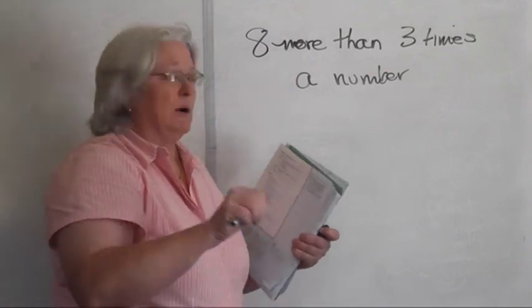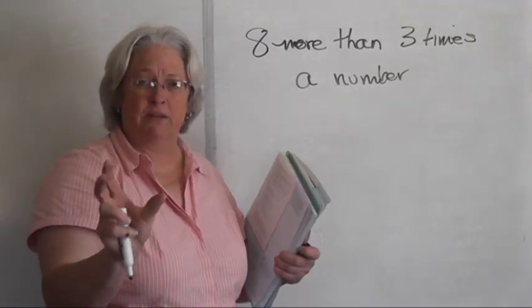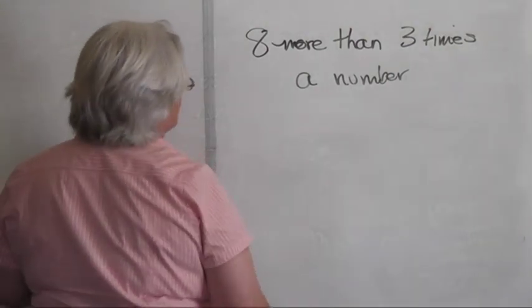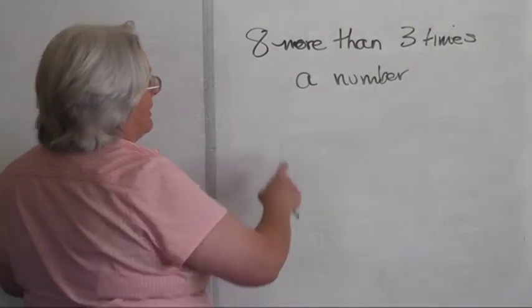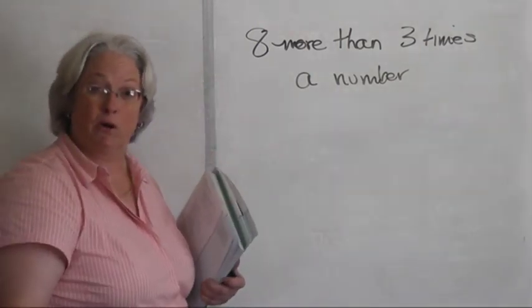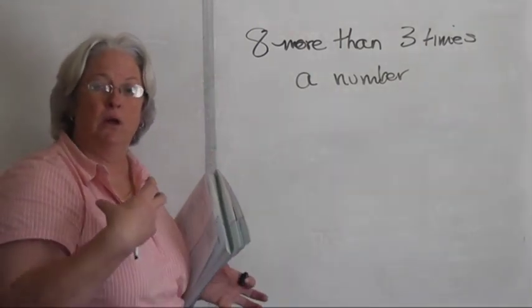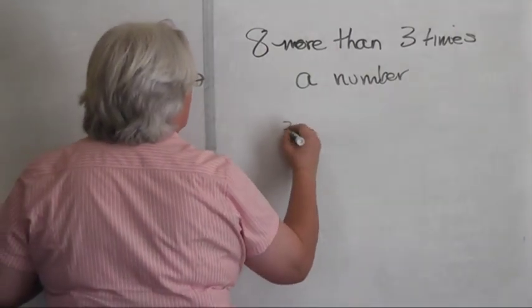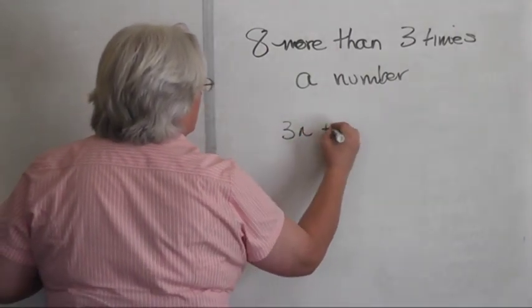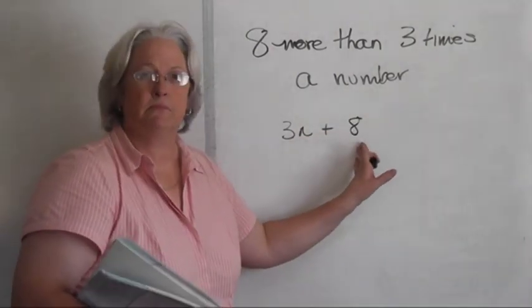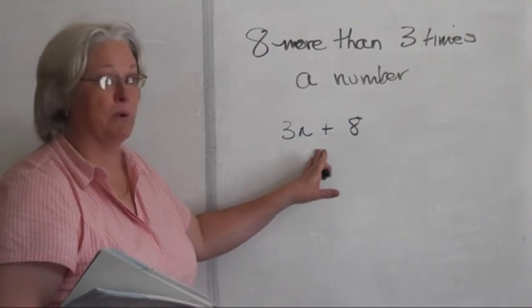Excuse me. 4 divided by 2 is not the same as 2 divided by 4. So let's look at this and see, what are we beginning with? 8 more than 3 times a number. What do we have to start? What are we comparing to? Well, we're starting with 3 times a number. 3 times a number plus 8. 8 more than 3 times a number.